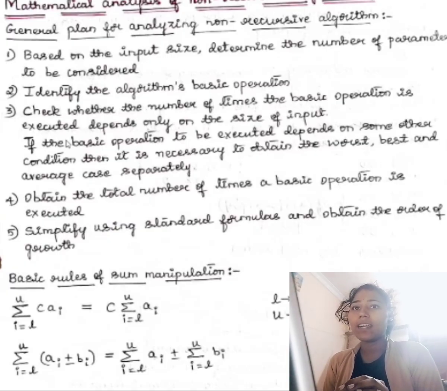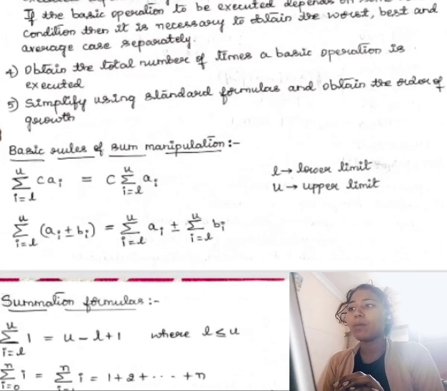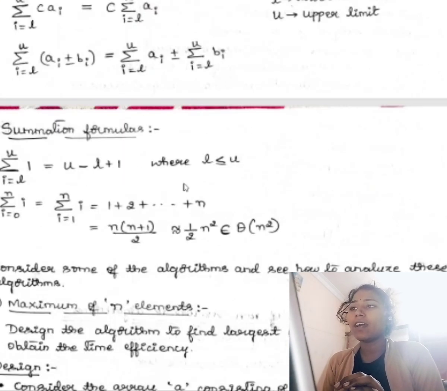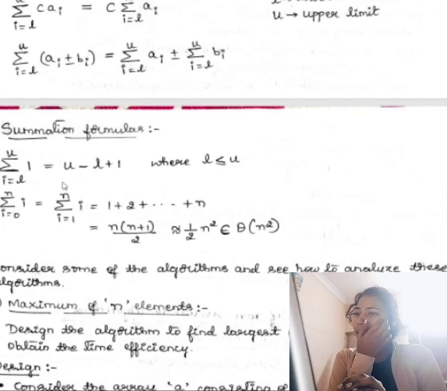The basic formula for this is the summation of 1 for i from lower to upper. The execution time is 1, so the formula is upper minus lower plus 1, where lower is less than or equal to upper. Then let us consider one algorithm and analyze the time efficiency for this algorithm.